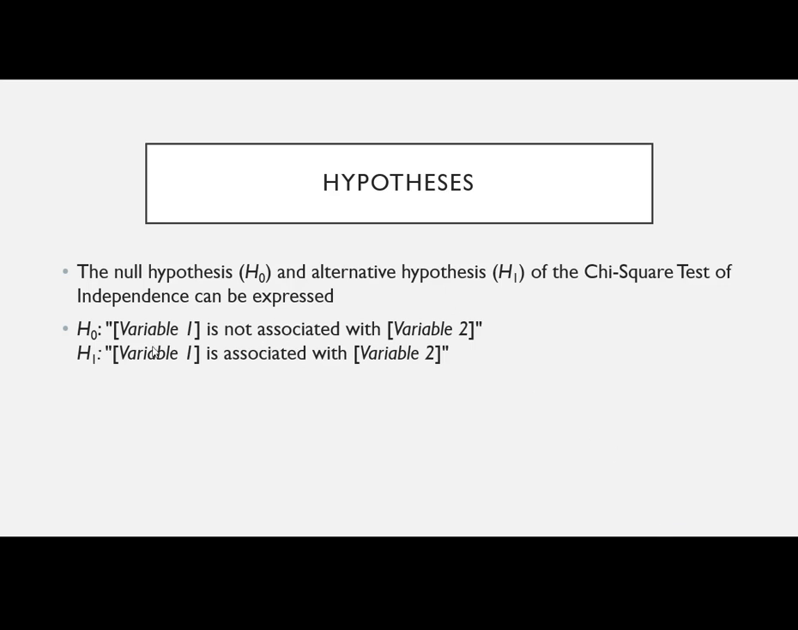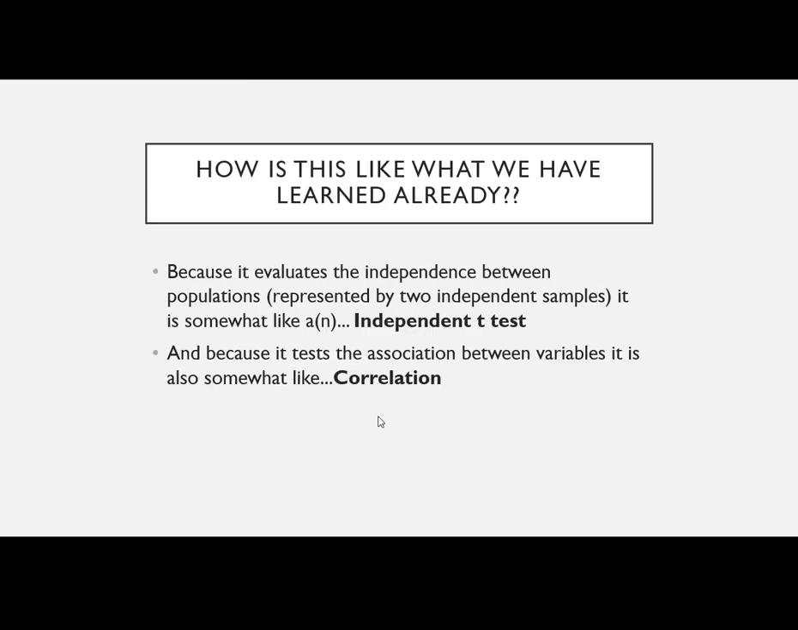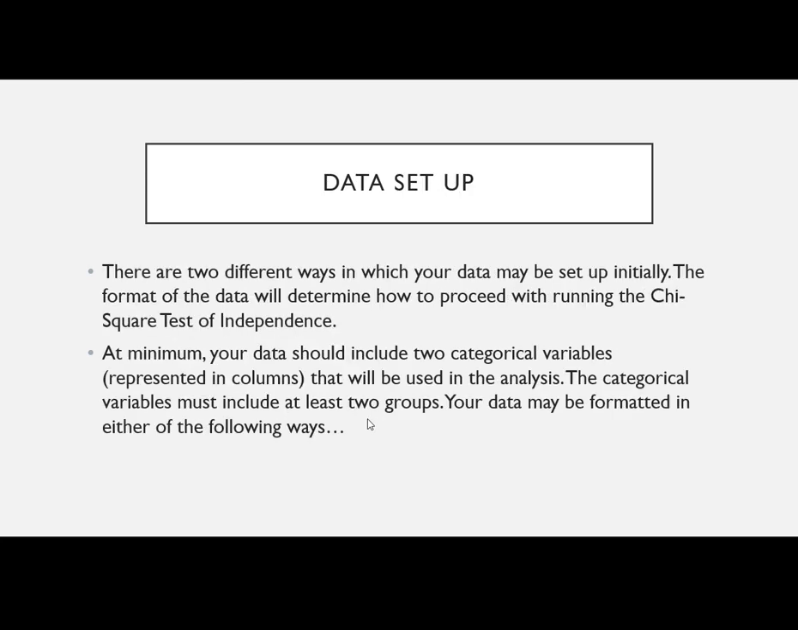So here's our null hypothesis. Variable 1 is not associated with variable 2, or the alternate, variable 1 is associated with variable 2. So how is this like what we've already learned? It's kind of like somewhere between an independent t-test if you're looking to see if they're different, and it's also kind of like correlation if you're looking to see if they're the same or associated.